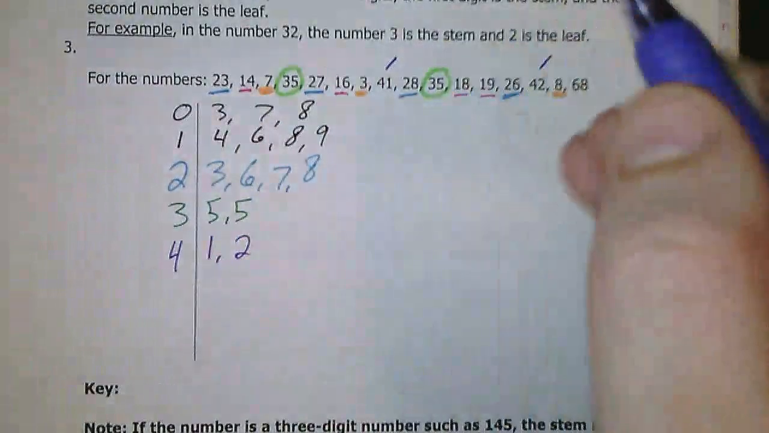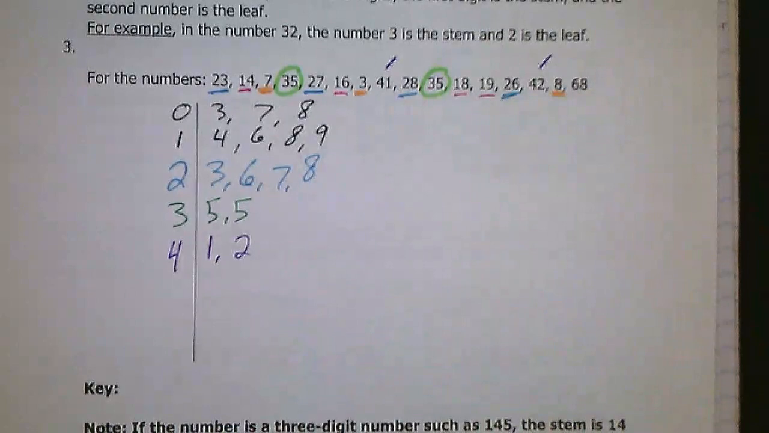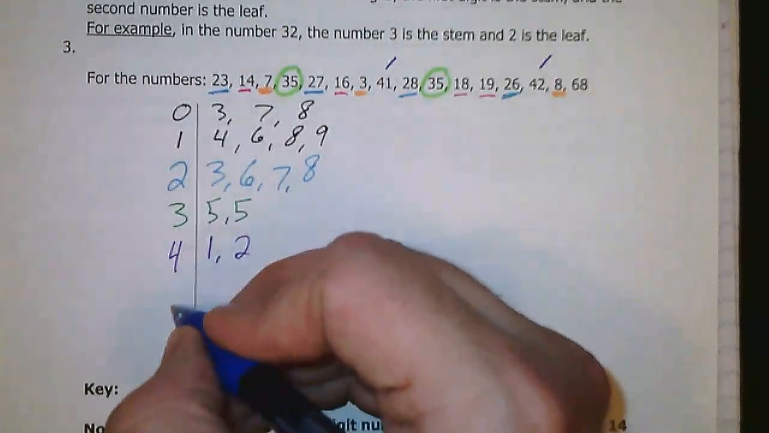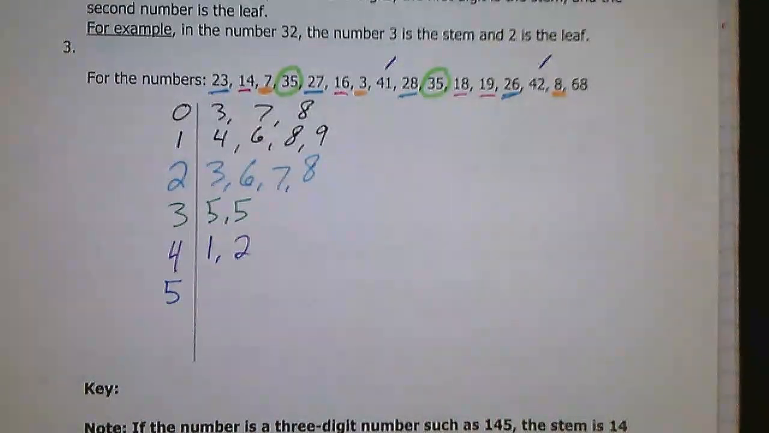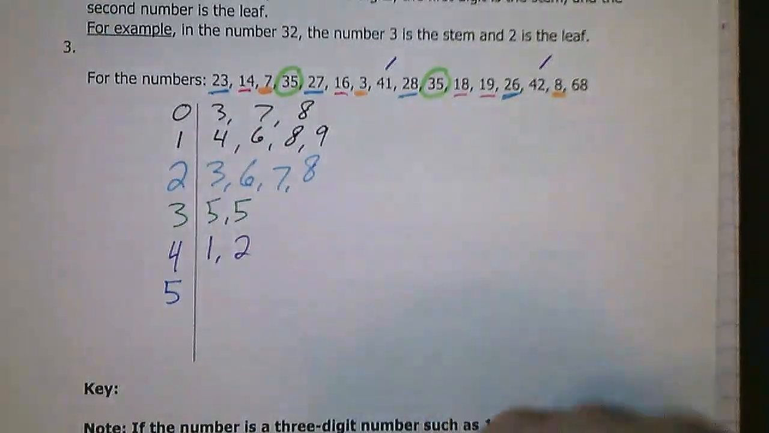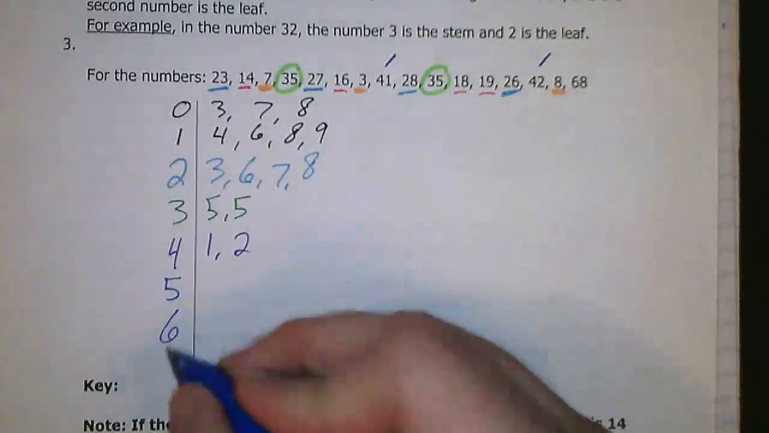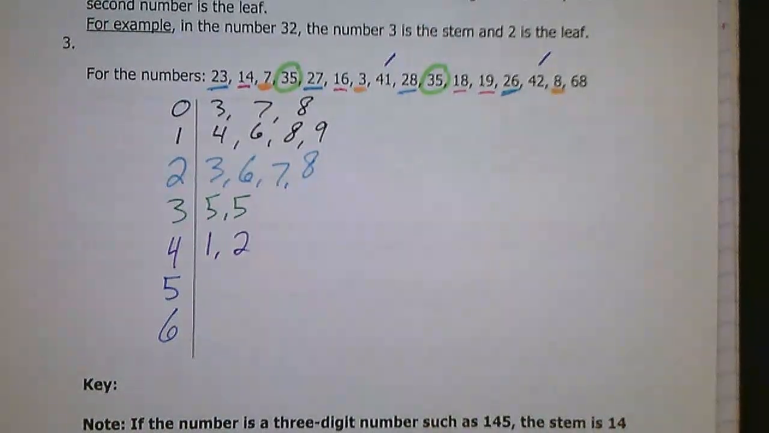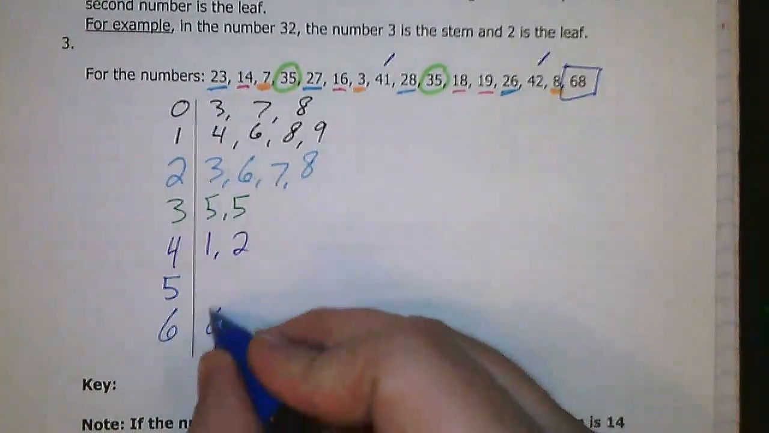So what else do we have? The only thing left is this 68 that we haven't touched. So can we jump straight from 4 to 6 in our stem and leaf plot? No, we cannot. So there's a blank entry for the leaves of 5. There are no numbers in the 50s. But now we have our stem for 6, and this is our only number in the 60s, a 68.